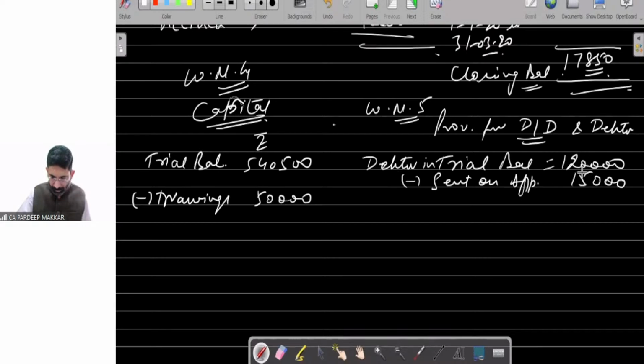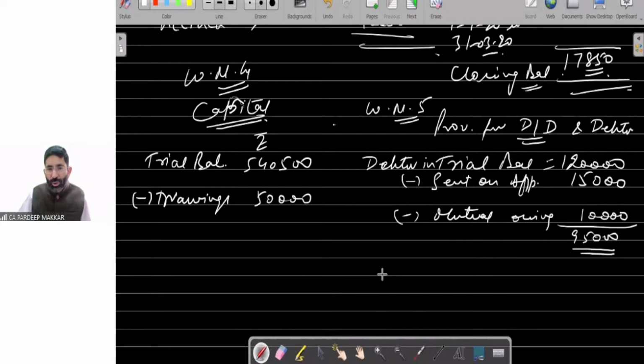Then check it out. Is there any other adjustment? Yes, mutual owings, minus mutual owings, or we can say mutual debt. This is 10th on. So this is 95th on. So provision is to be created on this amount, because for provision you have to get adjusted debtors into 5%. It is 4750. Very good.